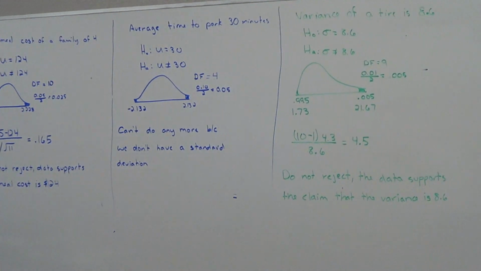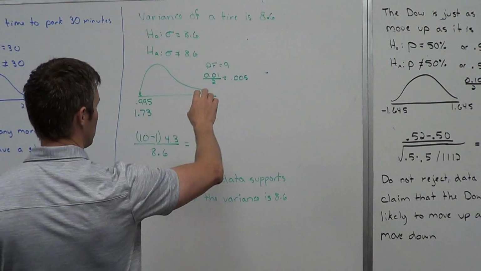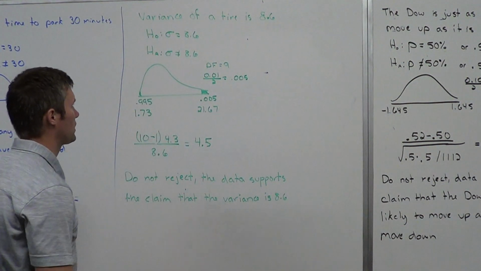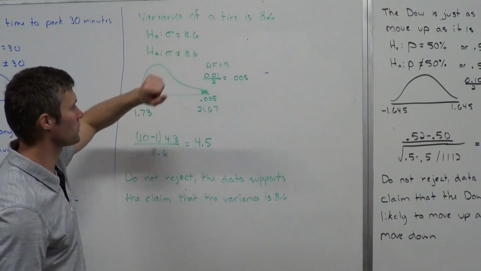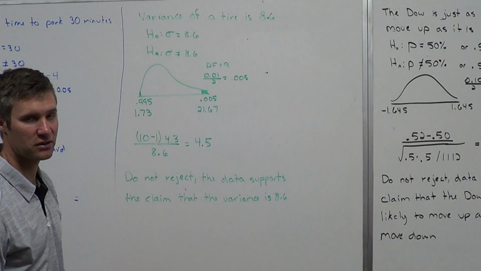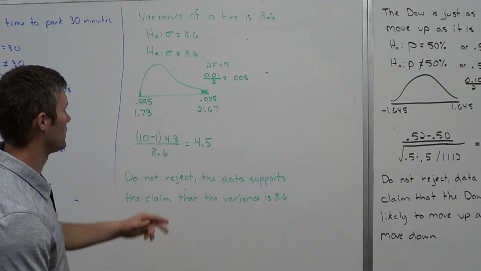Then question number 3 is a test of variance. So it says, is the variance of a tire 8.6. So again, "is" means equal. So we set it up, it equals 8.6. It doesn't equal 8.6. One thing you need to pay attention to on this is variance. It's not standard deviation. If they gave us a standard deviation, we need to square that value. They don't.